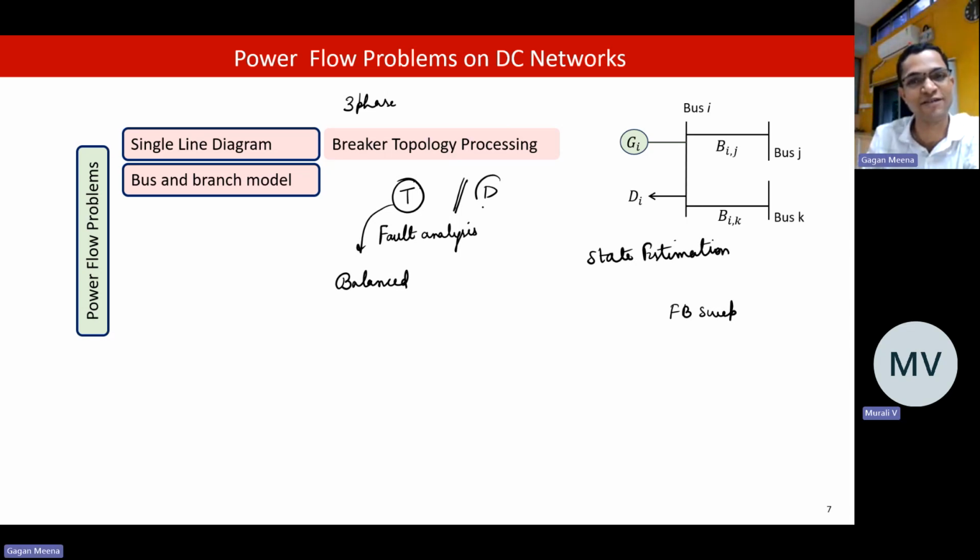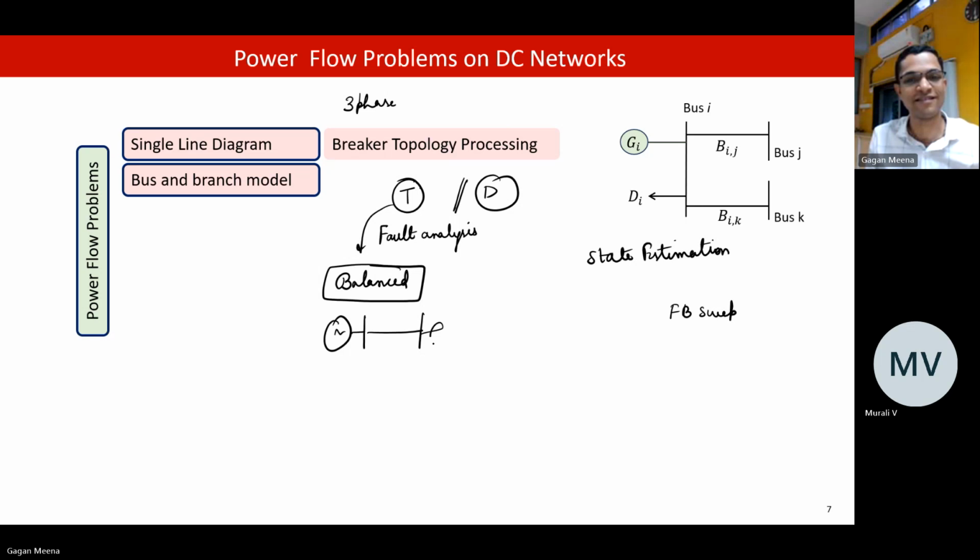So that is the main difference. Here in transmission, we have a balanced system. Distribution is highly unbalanced, and we cannot assume that it is balanced. We have to change these things. Therefore, the power flow solution methods also change. We have to consider the entire three-phase unbalanced system.